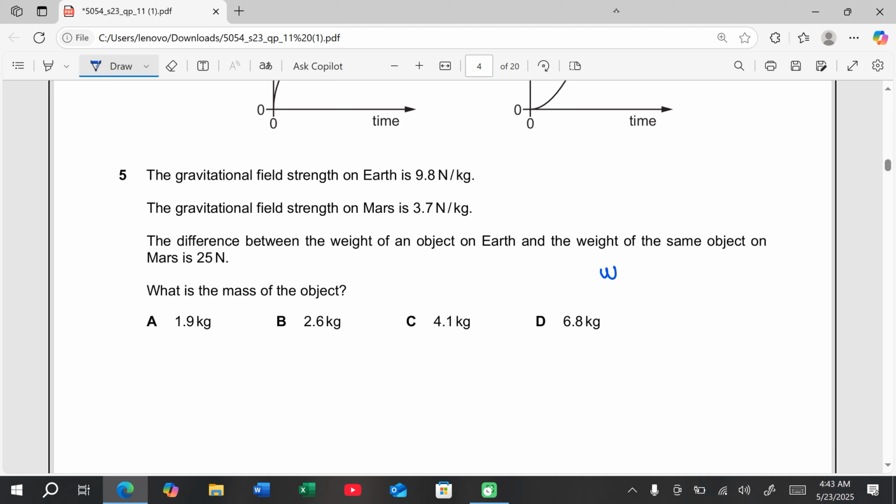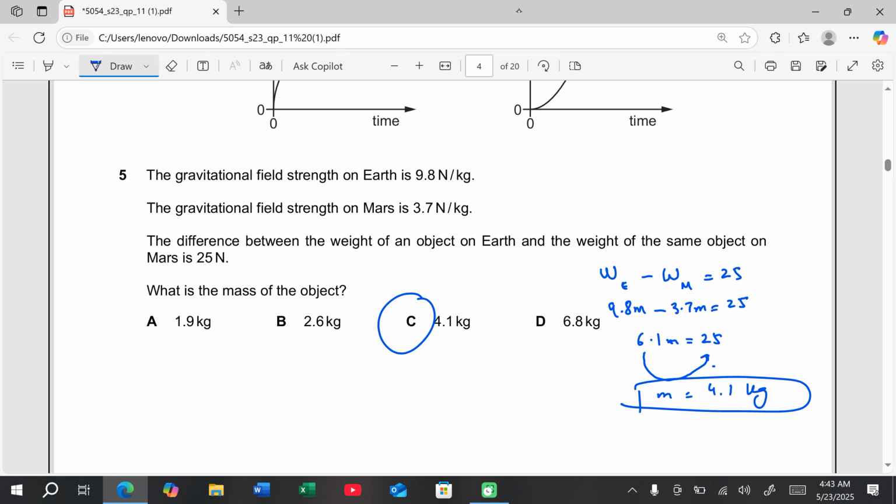It says the weight on the Earth minus the weight on Mars is equal to 25. As you know, weight is equal to mg. So 9.8 m is going to be the weight on the Earth, and 3.7 m is going to be the weight on Mars. When you subtract, you get 6.1 m is equal to 25. When you divide this, you will get 4.1 kg. So for question number 5, your answer is C.